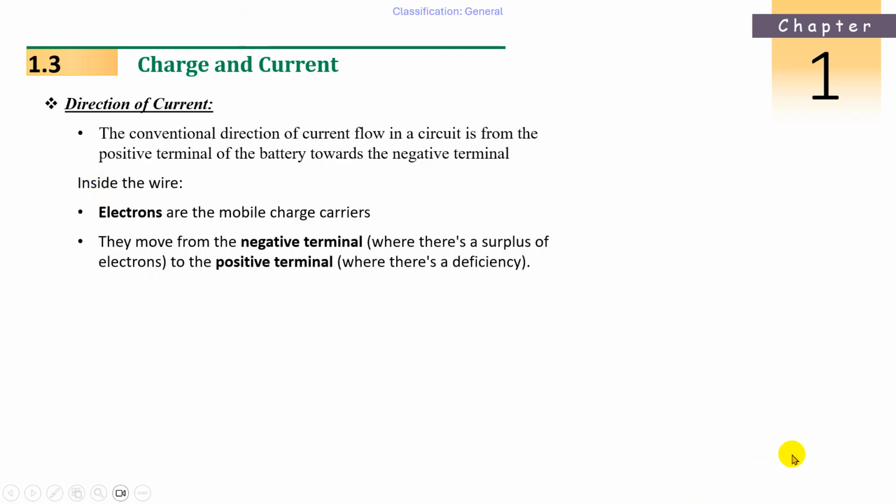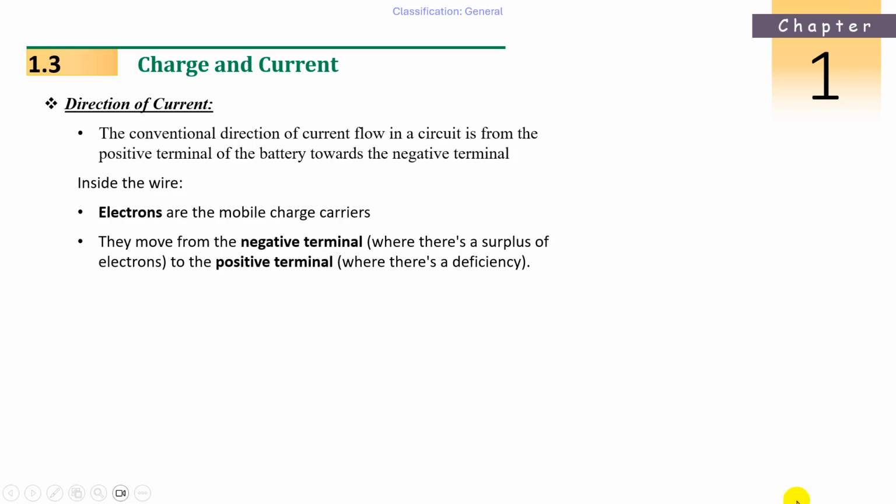They will be just pushed from the negative terminal of the battery, or a source, to the positive terminal of the battery, in the wire. In the wire, what happens? The electrons will move from the negative terminal, where there is a surplus of electrons, because the field, the force where it is coming from, the battery, has a very huge potential.